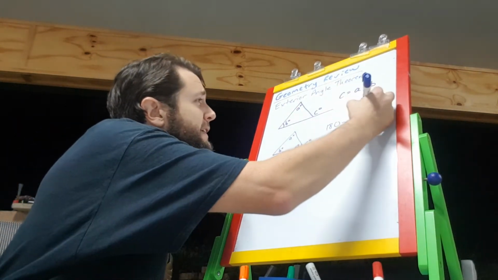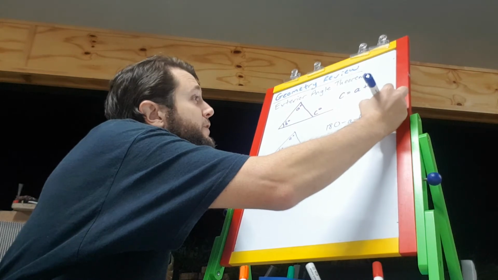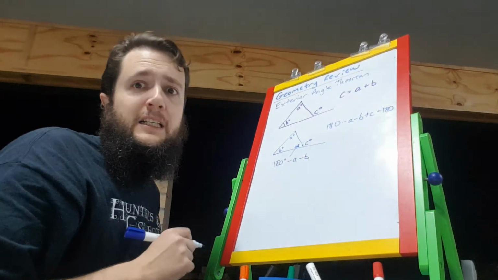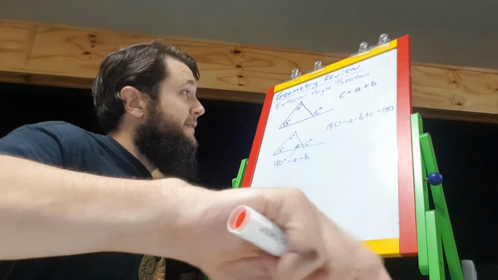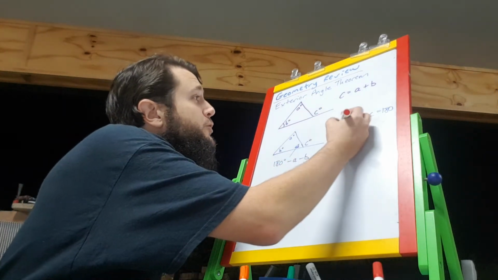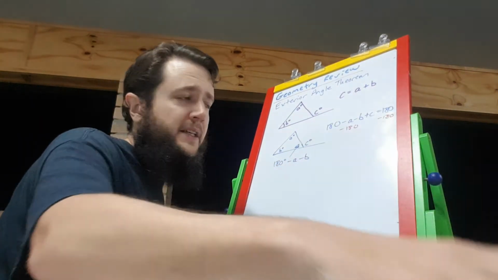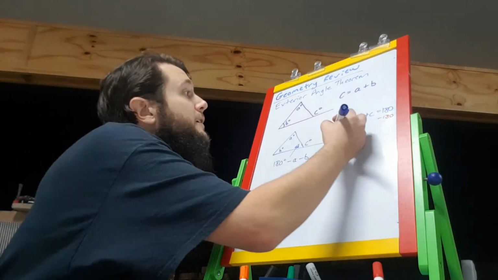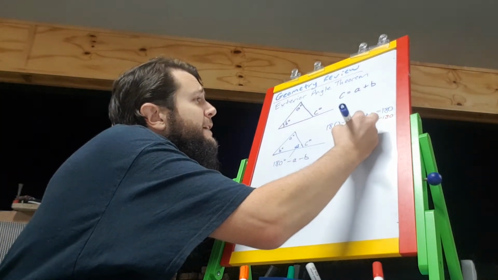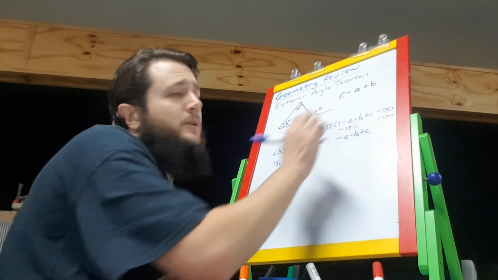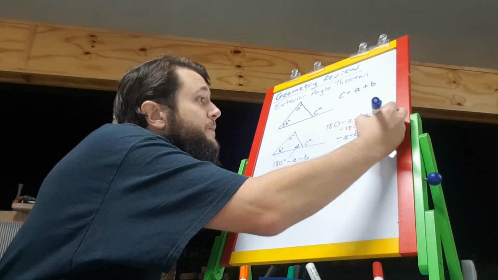A plus B plus C equals 180. Now, straight away, I can subtract 180 from both sides and get rid of the 180s out of that expression. So I'll end up with negative A take B plus C. Remember, the negative always belongs to what's after it, equals 0.